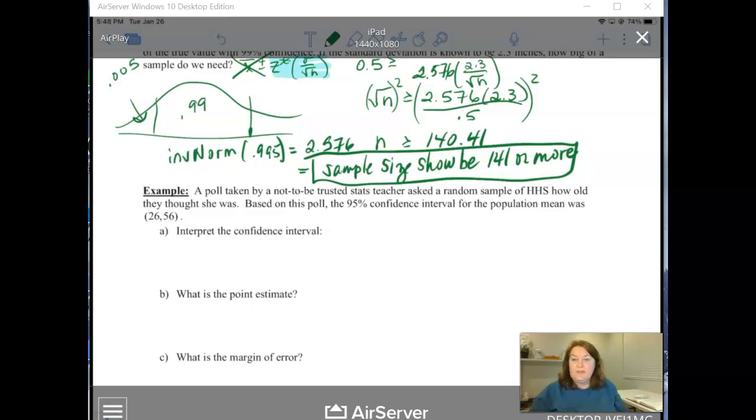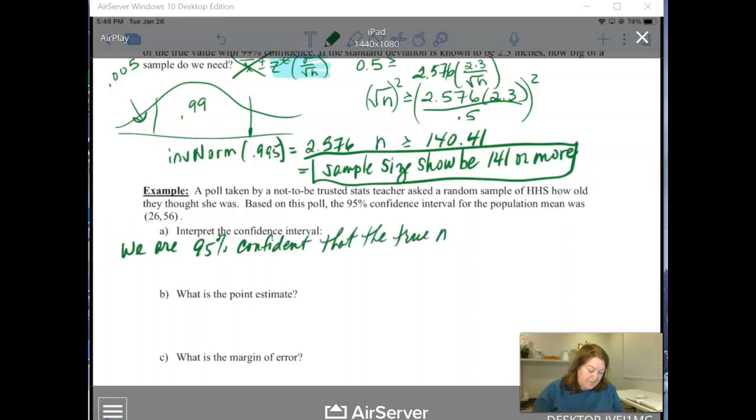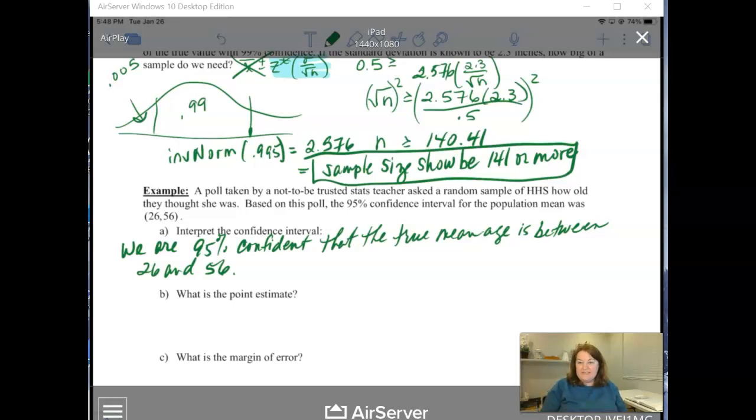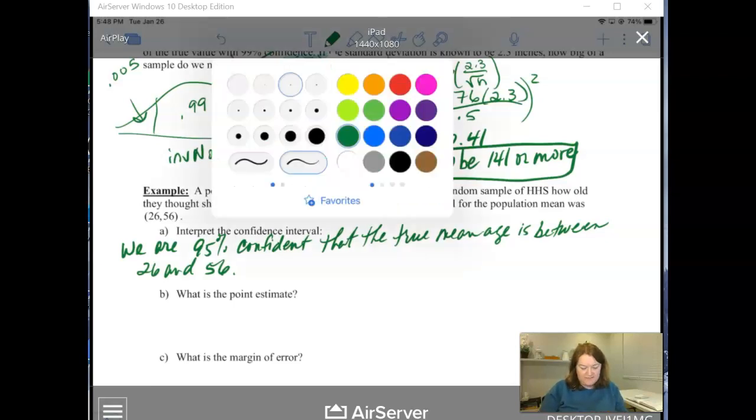So if we wanted to interpret this confidence interval, we would want to say we are 95% confident that the true mean age is between 26 and 56. Okay, what's the point estimate? That means what was the guess? Well, the guess was somewhere between 26 and 56, right? I want to find the middle between 26 and 56.